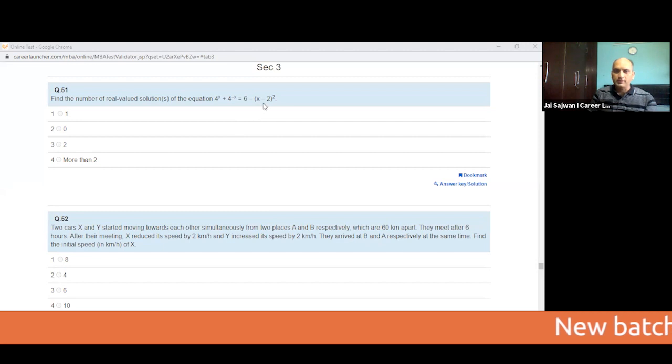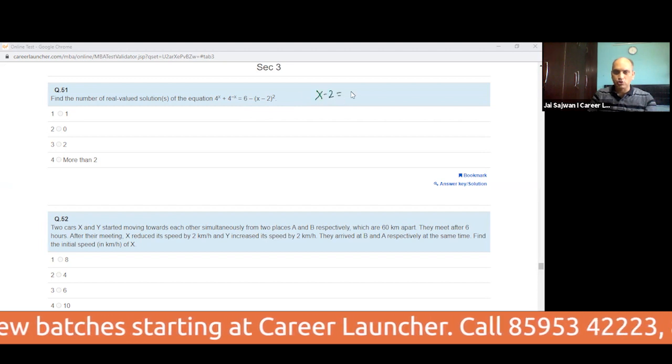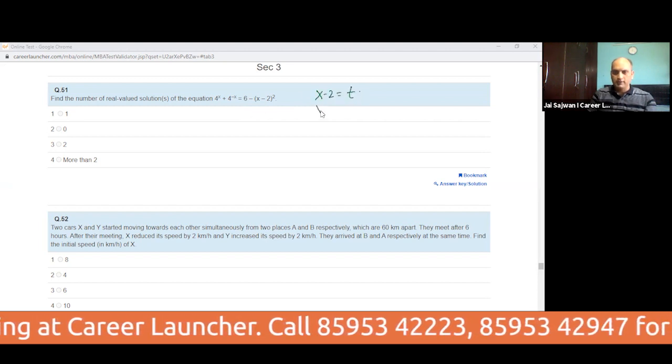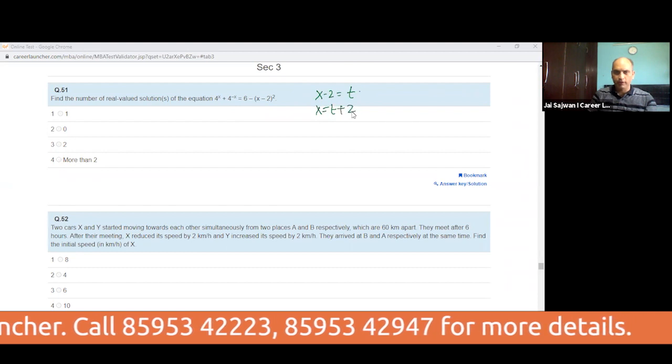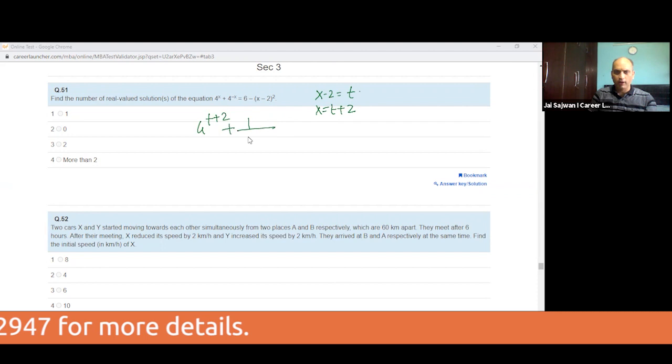So what I can do is I can see x minus 2, this is 4 to the power of x. Now what I can do is I can say, let's consider x minus 2 is equal to t. So can I say x is equal to t plus 2 from here? I can write 4 to the power of t plus 2 plus 1 upon 4 to the power of t plus 2 is equal to 6 minus t square.